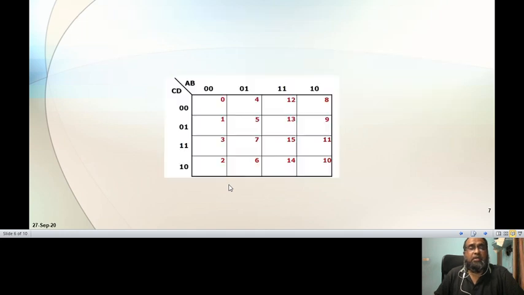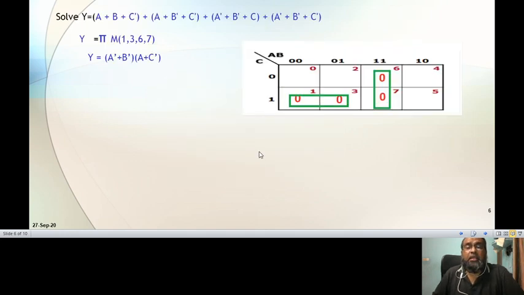Another example is given here. It is for max terms. So please listen carefully: for max terms we put zeros instead of ones. A term which is present you have to indicate by 0. Here 4 terms are there in columns 1, 3 and 6, 7. They are taken together and you will get the resultant term y equal to A bar plus B bar into A plus C bar.